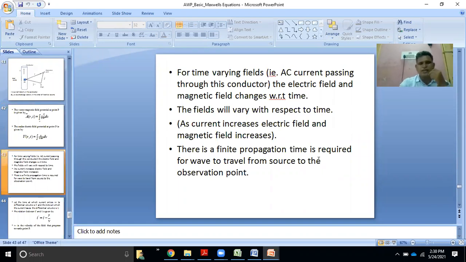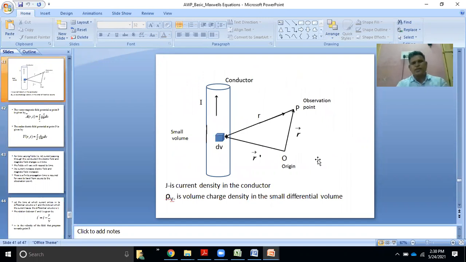What do you mean by that? How does this alternating current look? It is like this. The current is 0 here and it comes up to the maximum, I maximum, and then returns to 0. Again, it goes to minus I maximum, like this.